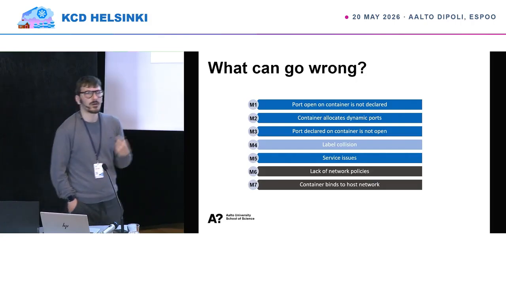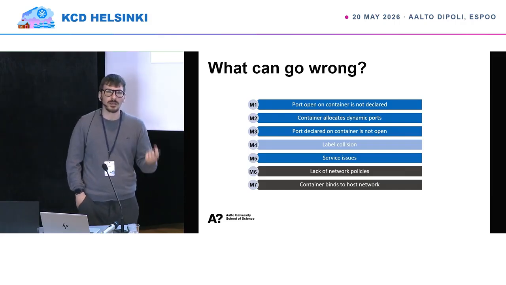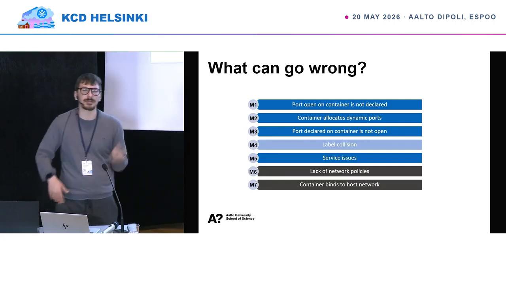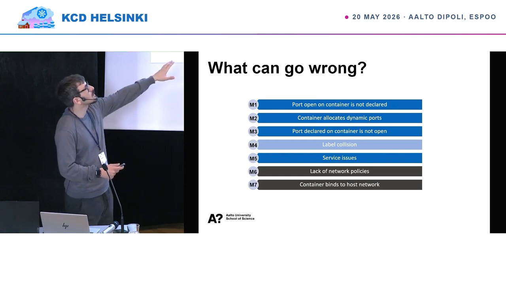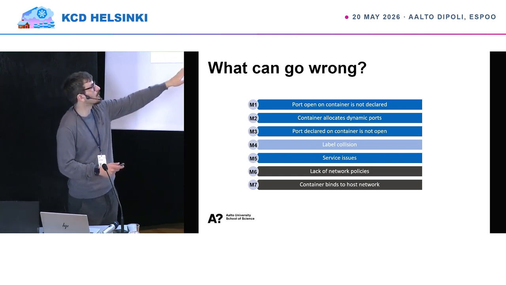Then we also saw another issue that we called label collision, where you have multiple services that have the same sort of labels, and those interact with each other, and sometimes they can break the application flow. And of course, the usual suspects, lack of network policies and containers binding to the host network.